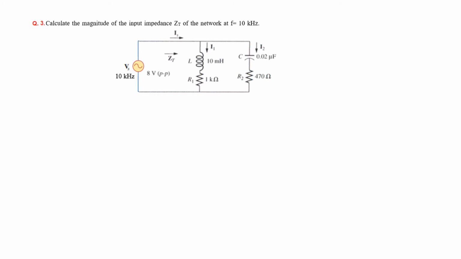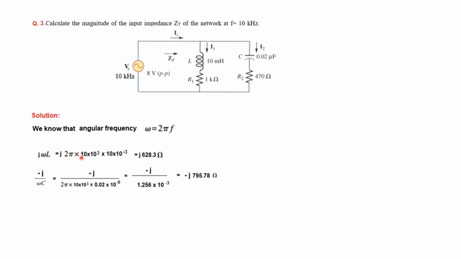Now here you can see that the inductor and the resistance are in series, and the capacitor and the resistance are also in series. So first of all we'll solve them. For the frequency, we have to find the value of j omega L, plugging in the values of omega and L. It is 628.3, same as we got in the previous example. And similarly for this we find minus j omega C, plugging in the values, we get minus j795.78.